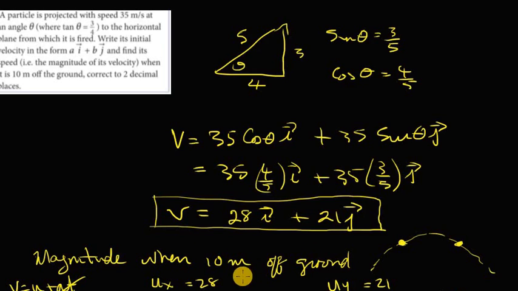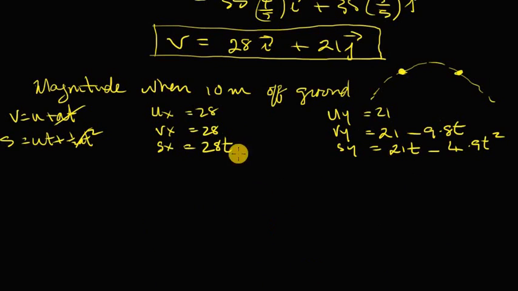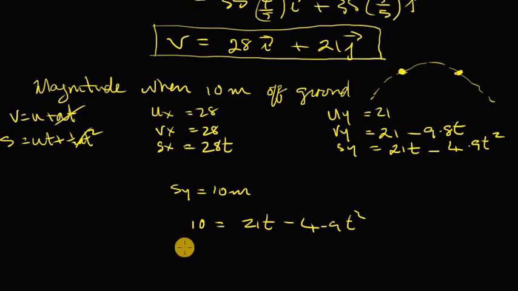Now, we're looking for the magnitude when it's 10 meters off the ground. That means s of y is equal to 10 meters. So we have 10 is equal to 21t minus 4.9t squared. That's just a quadratic equation. I'm going to bring my 4.9t squared over here: 4.9t squared minus 21t plus 10 is equal to 0. You can try factoring it by multiplying everything by 10 to get rid of the decimals, or else just use the quadratic formula in a calculator.